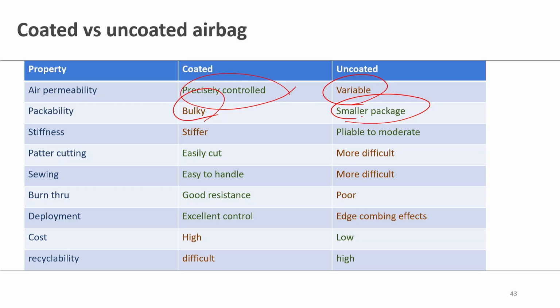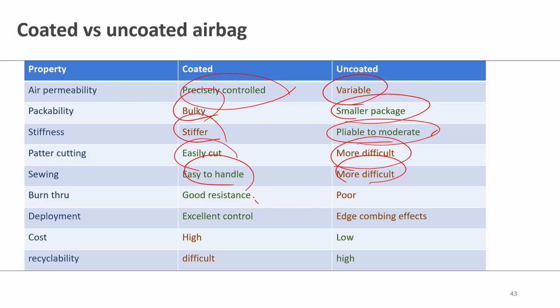and here we can have small size packing. The airbag has to be packed in a small package. Stiffness: after coating it has become stiff, whereas the uncoated is pliable, and so it can be packed easily. Pattern cutting: uncoated is easy to cut, coated is more difficult because it is stiffer. Sewing: uncoated is easy to handle, coated is difficult due to the stiffness.